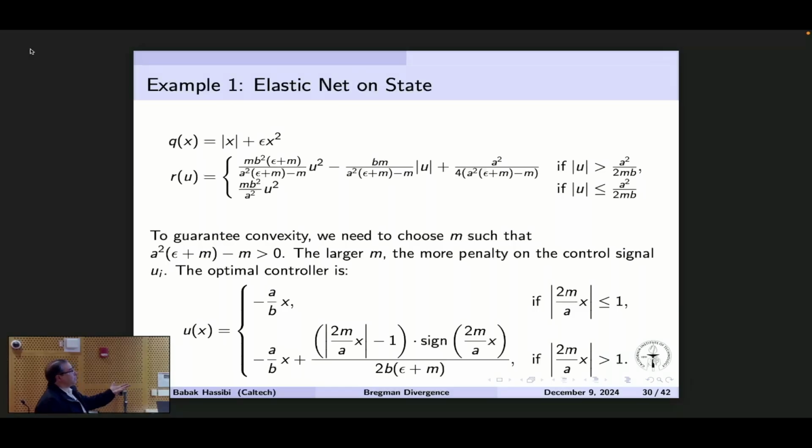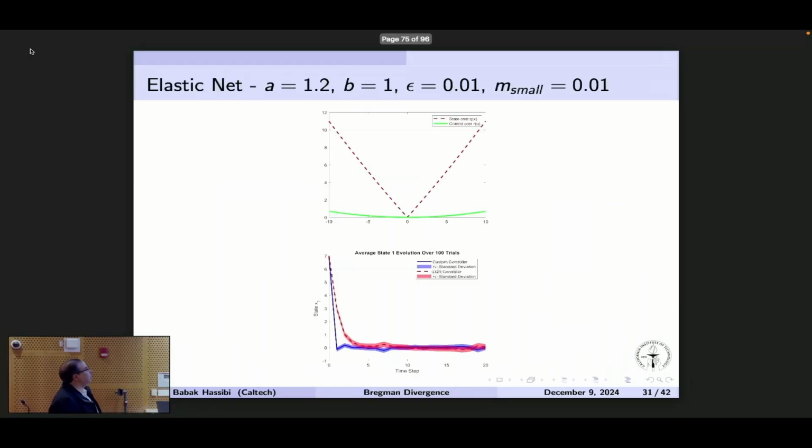Okay, so this is explicitly what the controller is. Let me show you its performance. So again, as I said, it's an unstable system. In the epsilon net, I took epsilon very small. I took a small m.